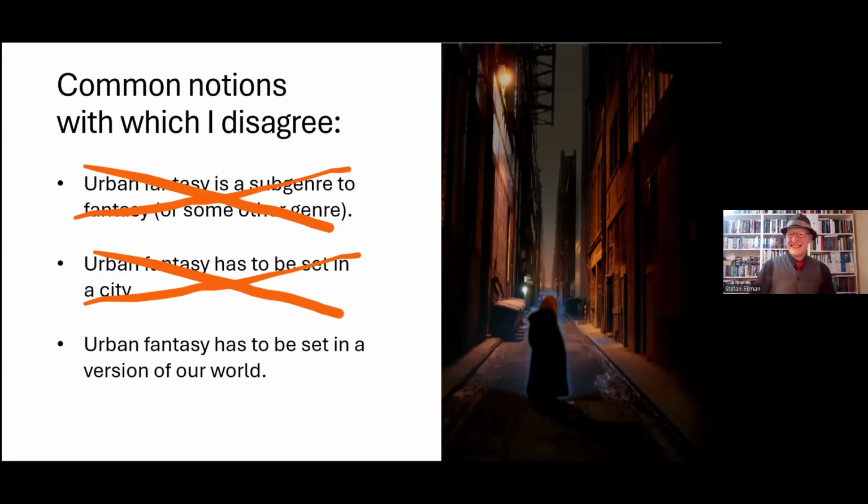So the third notion with which I disagree is that urban fantasy has to be set in a version of our world. Worlds in fantasy literature and fantastic literature in general is a tricky concept, but setting and whether it looked much like our world seemed not to be determining anything in particular, really. They all seem to behave in the same way. So I'll get to this in more detail.